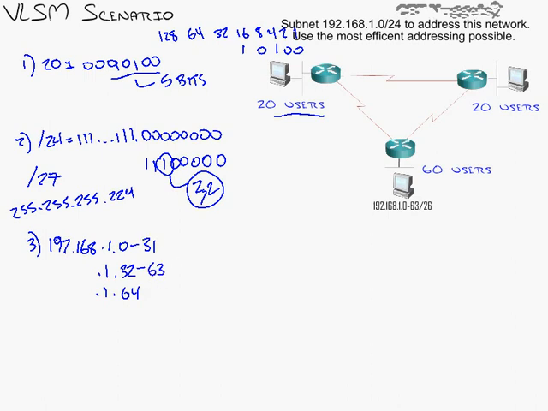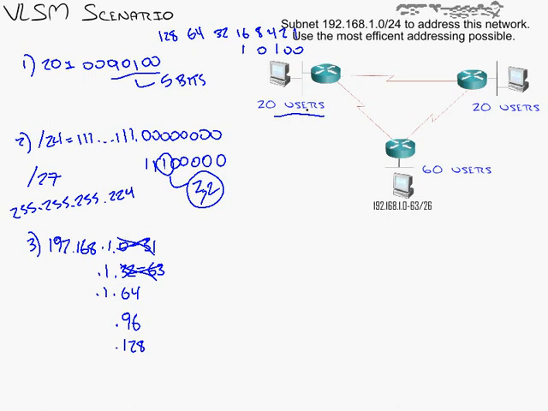Now, can I use any of these? No, because they're already used right here. You see that one is 0 to 63. So that is unusable. That is unusable. I need to start off with where I left off, which is 64, and keep adding 32. So 96.